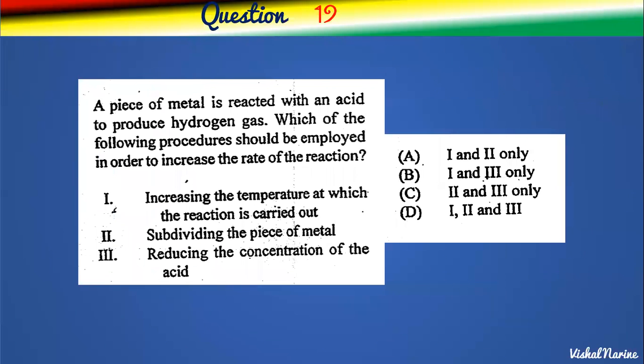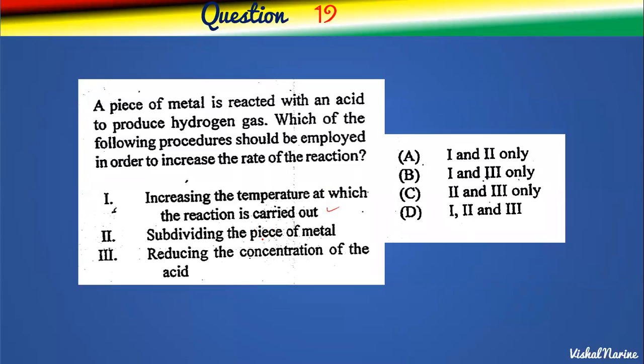Question 19 deals with the factors affecting the rate of a chemical reaction. And you're asked, which of the following procedures should be employed to increase the rate of a reaction between a metal and an acid? So let's go through. Increasing the temperature at which the reaction is carried out. Yes, we should increase the temperature.